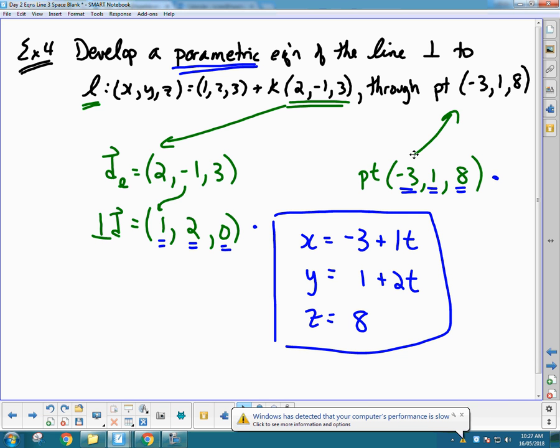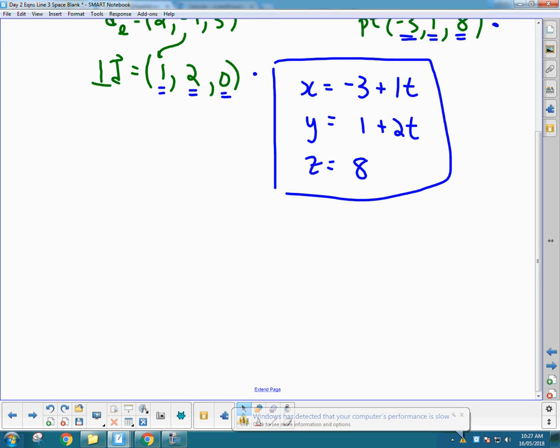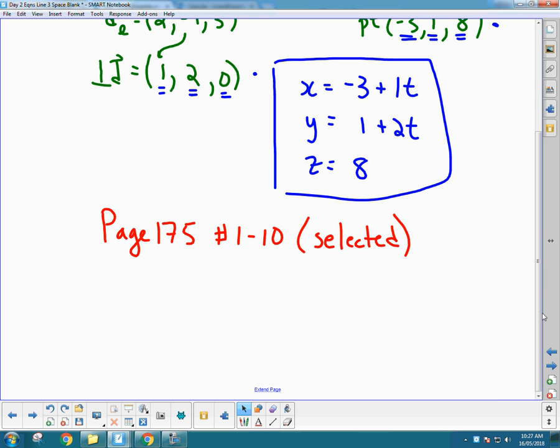Okay, so that's enough for you to practice. This is all now about practice, so you want to make sure you do that practice. So like yesterday, I'm going to choose on page 175, number 1 to 10, I'm going to put selected. As I suggested before, maybe just do the C part in each one of these, maybe one or two of them. Enough practice that you feel comfortable with doing this.